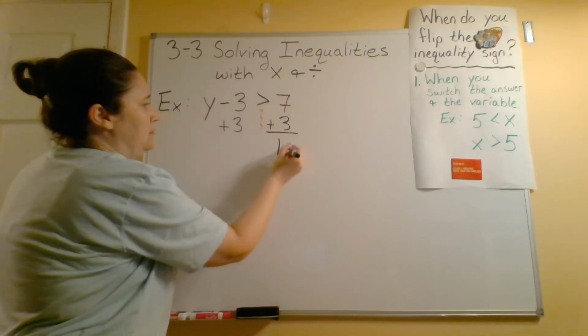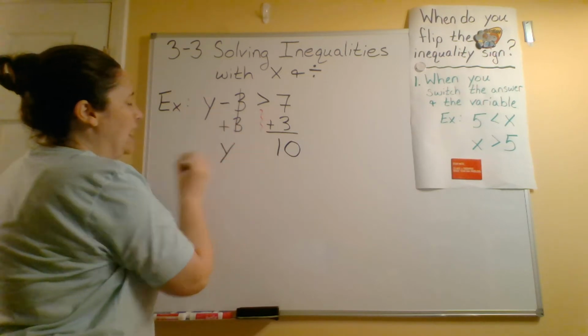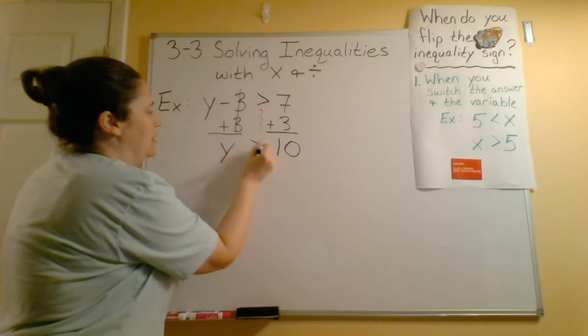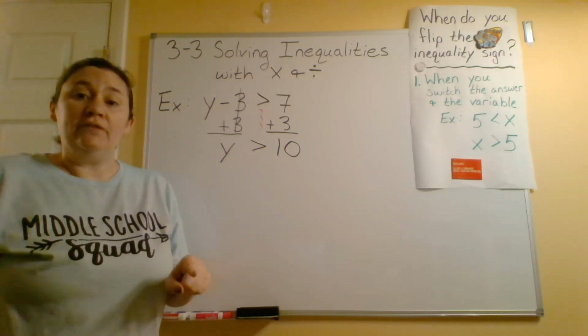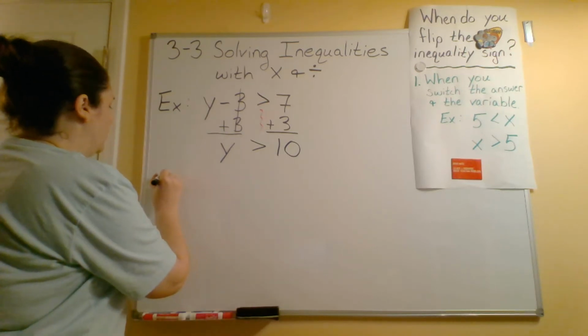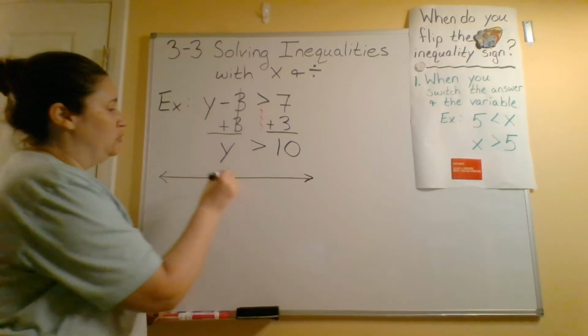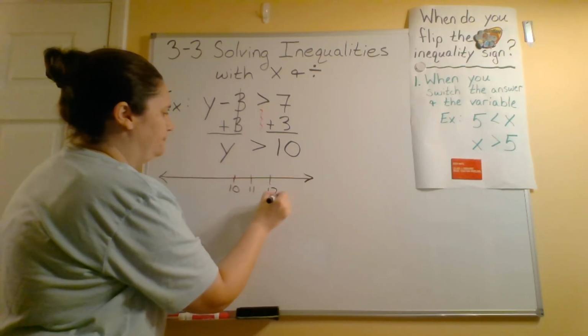7 plus 3 makes 10. These 3's cross out. You have y on the left. And then in the middle, you write down the same sign. Y is greater than 10. Then you have to graph your answer. To graph your answer, you put it on a number line. You put the number on there and put a few numbers around it.